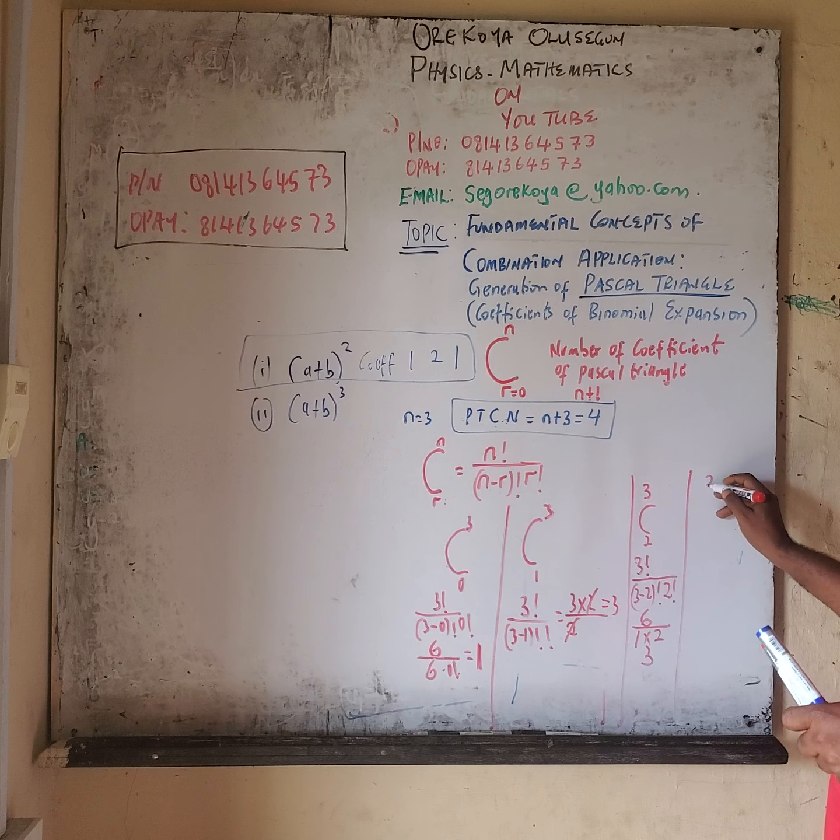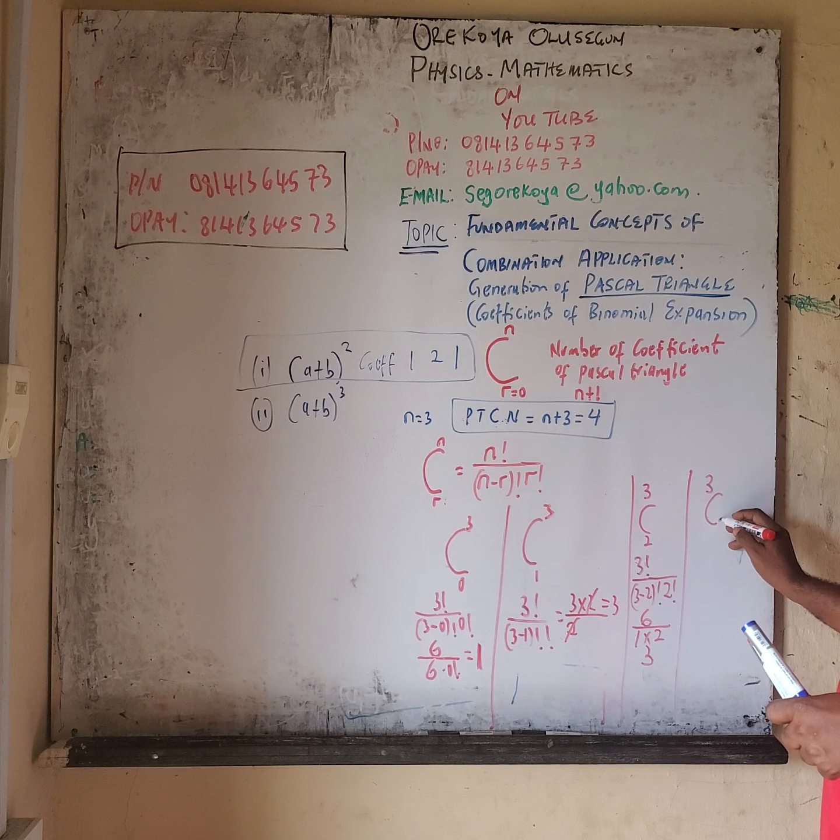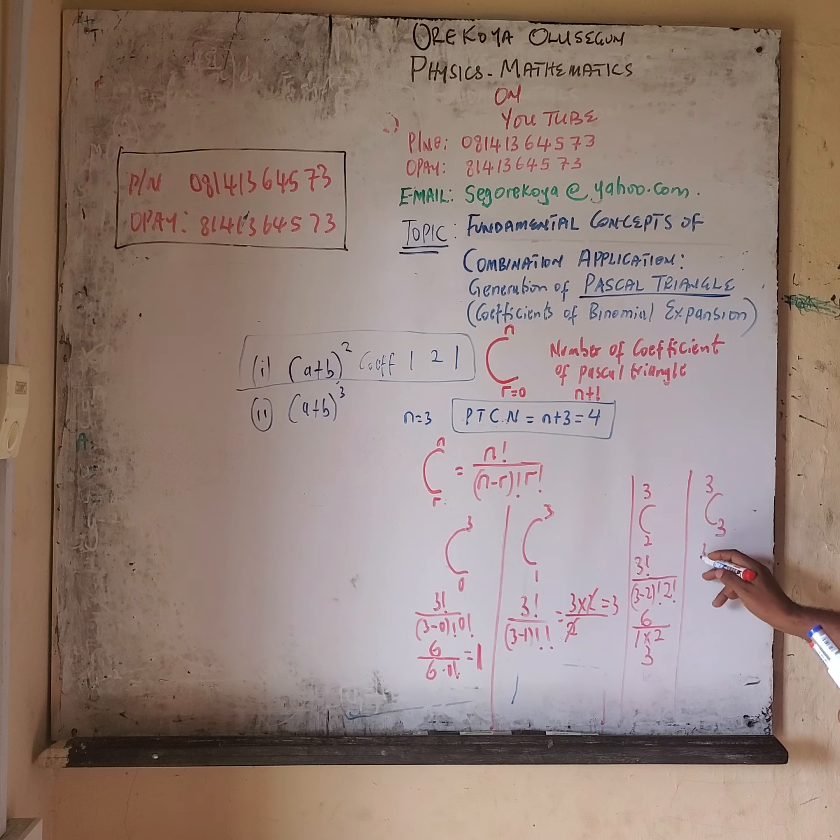Then the last one is 3 combination 3. In this case we say 3 factorial divided by 3 minus 3 factorial, then 3 factorial. 3 factorial, as we calculated the other time, is 6. 3 minus 3 is 0 factorial, and 0 factorial, like I said, is 1. 3 factorial here is 3 times 2, which is 6. So this 6 cancels this 6, that is 1.